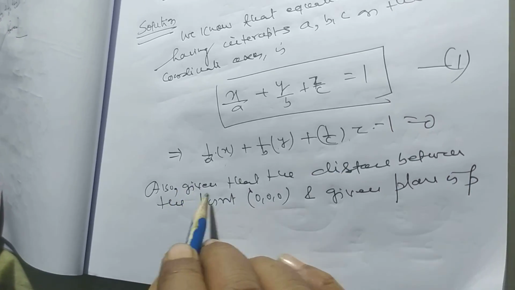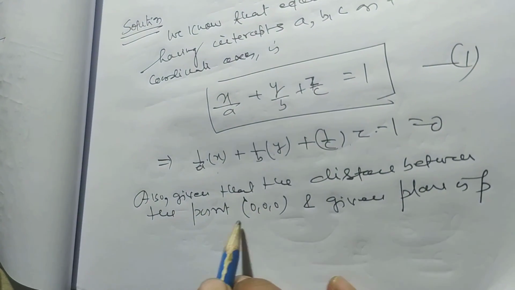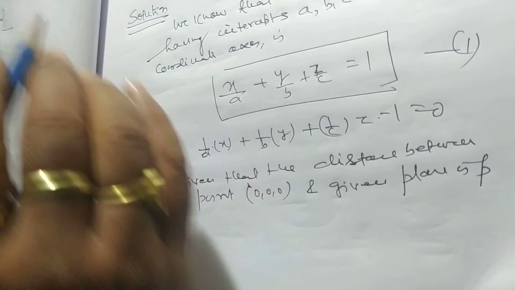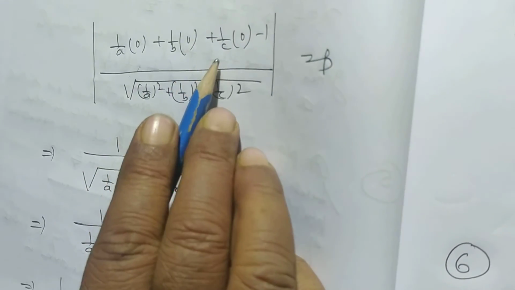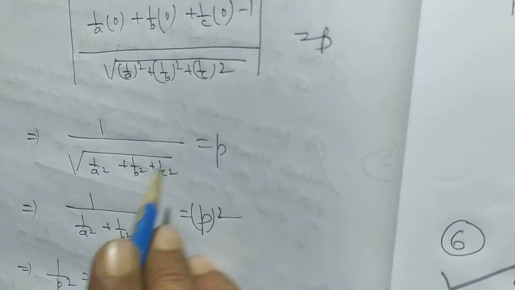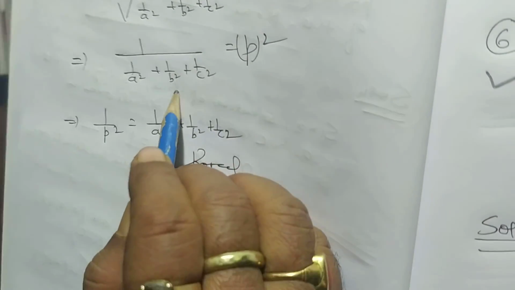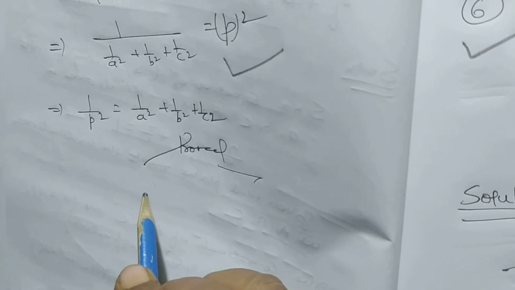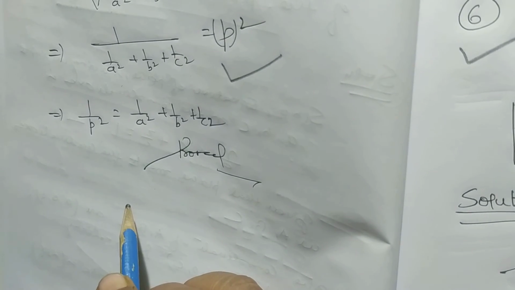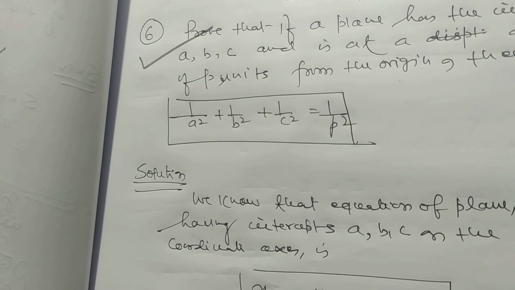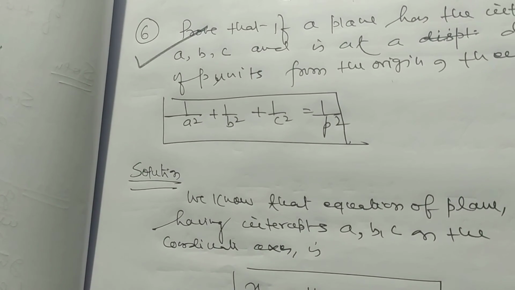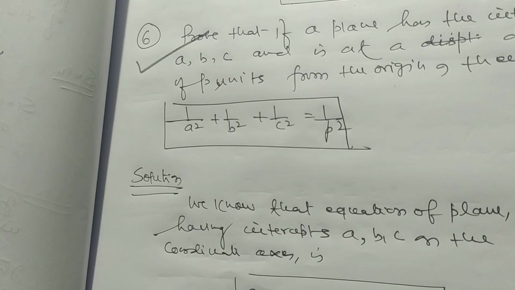Minus 1 is equal to 0. So now, also given that the distance from the point 0, 0, 0 to the given plane is 1 by a into 0 plus 1 by b into 0 plus 1 by c into 0 minus 1, over the root. After solving, we have 1 by a square plus 1 by b square plus 1 by c square is equal to 1 by p square. So in this way, you can solve this problem. My dear student, here I want to give you a suggestion that these are very, very important problems. You must do these problems frequently. Then only you can solve this problem.